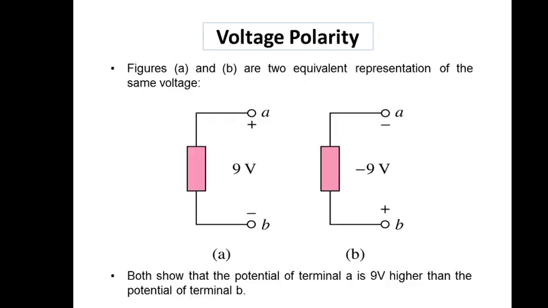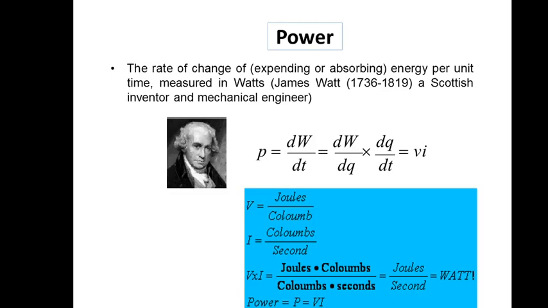Now you can take a few examples. Here also, both the figures represent the same voltage. In figure A, you can see between terminals A and B, that is plus 9 volts. In figure B, same terminals but the polarities are changed. That's the reason it's minus 9 volts. That is voltage polarity.